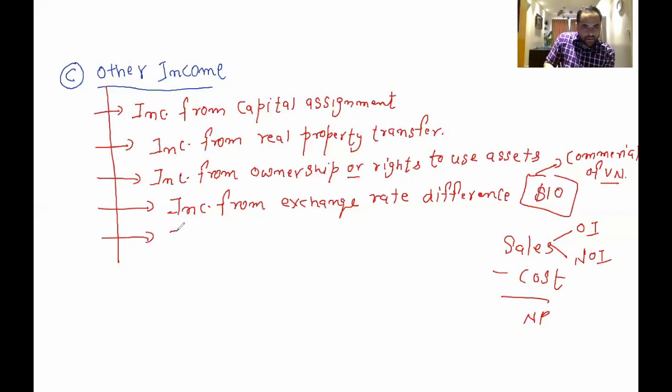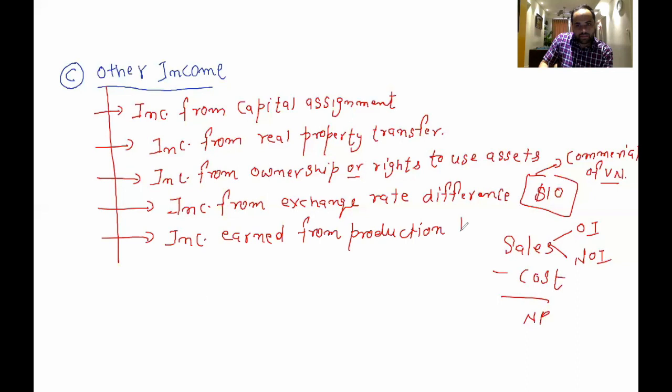Next is income earned from foreign production, from production abroad. All right, so that will not be treated as your exempt income. We have to pay tax on it. And some kinds of others.